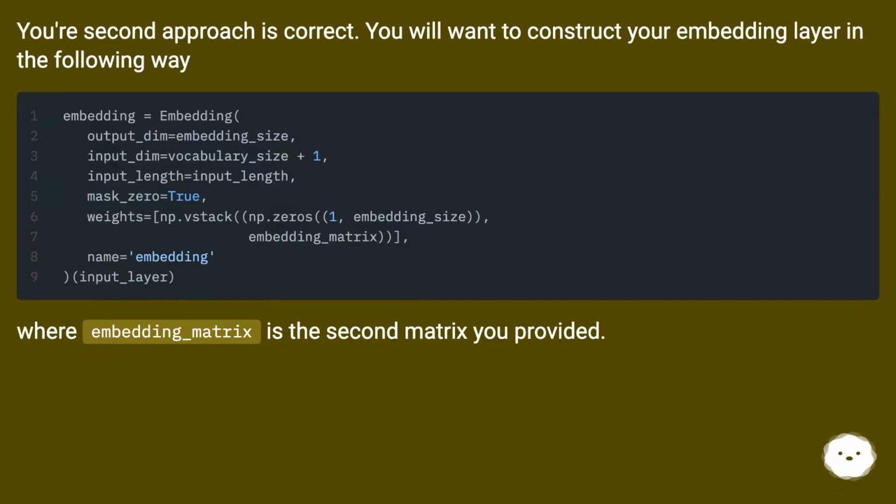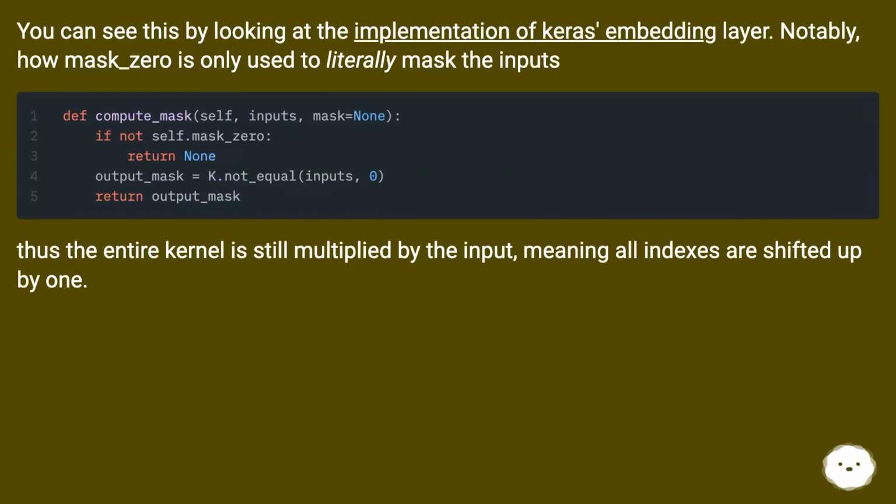Your second approach is correct. You will want to construct your embedding layer in the following way, where embedding_matrix is the second matrix you provided. You can see this by looking at the implementation of the Keras embedding layer. Notably, mask_0 is only used to literally mask the inputs. Thus the entire kernel is still multiplied by the input, meaning all indexes are shifted up by 1.